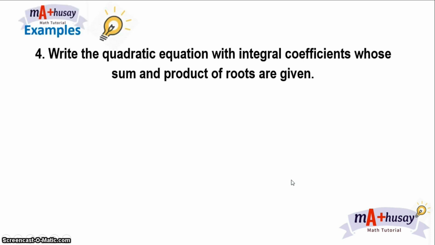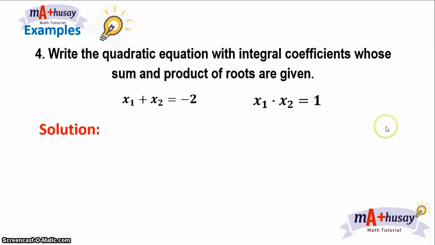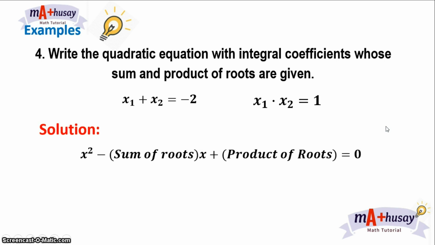Let's take the last example. Write a quadratic equation with integral coefficients whose sum and product of the roots are given. So the sum is -2, while the product of the roots is -1. So, since the sum and product of the roots are already given, we just need to substitute the values in the equation. X squared minus the sum of the roots x plus product of the roots equals 0.